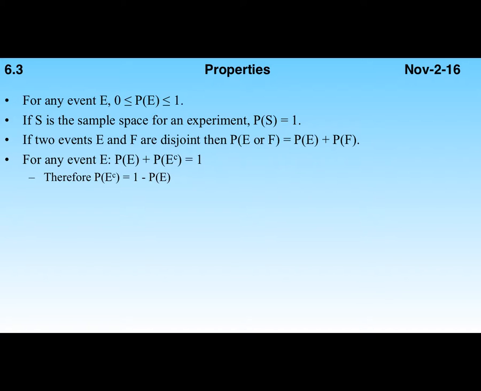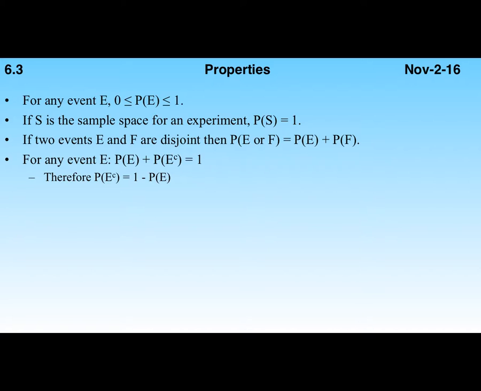Second one, if S is the sample space, the probability of your sample space is 1. For example, we talked about yesterday, if I roll a die, my sample space is 1, 2, 3, 4, 5, 6. The probability of rolling 1, 2, 3, 4, 5, 6 is 1. I can't roll anything else.